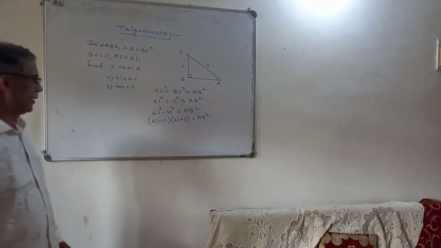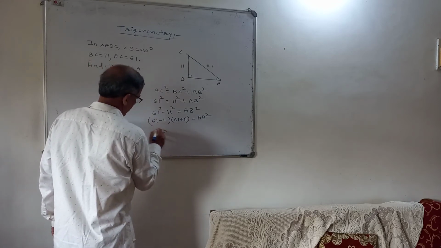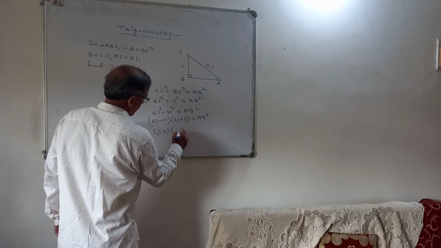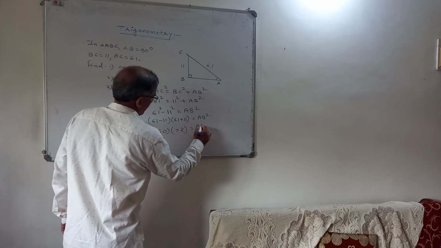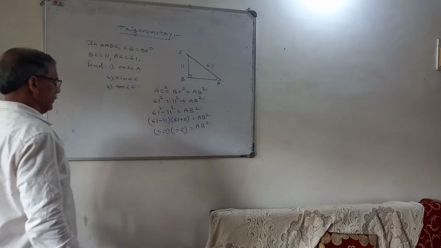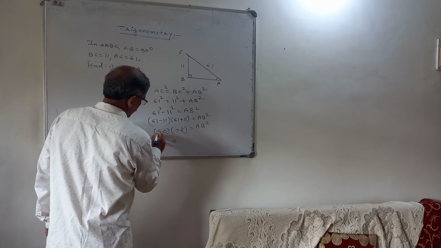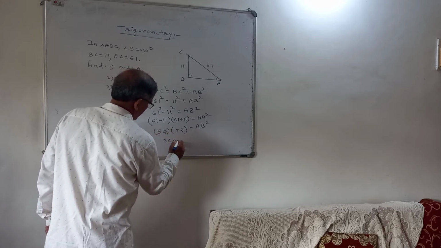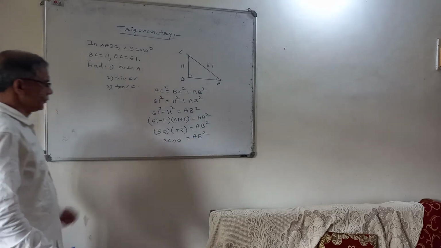Don't go to find the square. Now 61 minus 11 you can easily find: 1 minus 1 is 0 and 6 minus 1 is 5, so 50, into 1 plus 1 is 2 and 6 plus 1 is 7, so 72, should be equal to AB square. Isn't it? Now you multiply: 5 sevens are 35 and 5 twos are 10, so 3600 is equal to AB square.